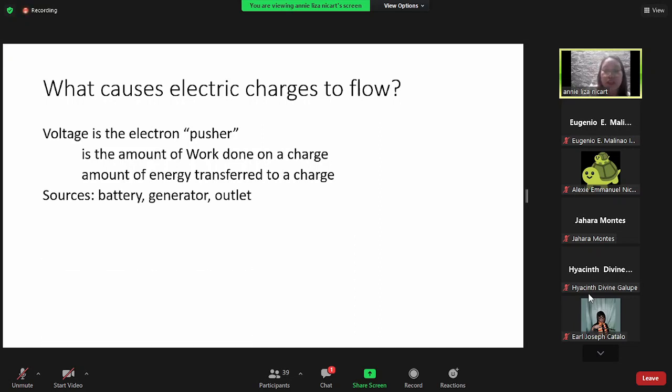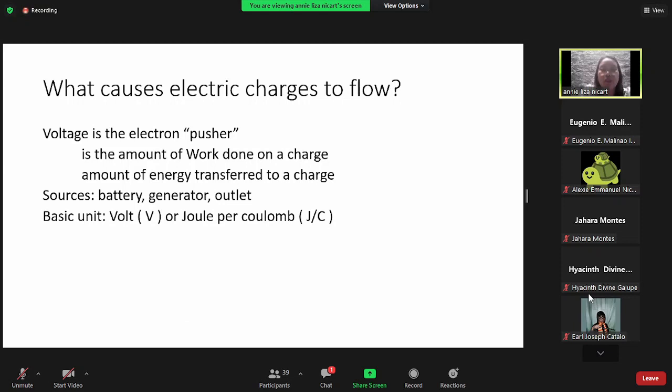Okay, sources of voltage, we have battery, generator, outlet. So whenever you connect an appliance to the outlet, you're actually using a voltage source. Pero if we are going to trace that out, i-trace natin kung saan nanggaling yung electricity sa outlet, galing tayo sa generator. Galing talaga yan sa generator, sa mga power plants. Generators ng mga power plants.